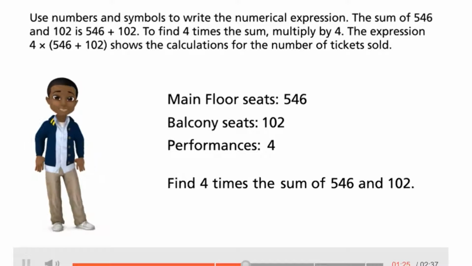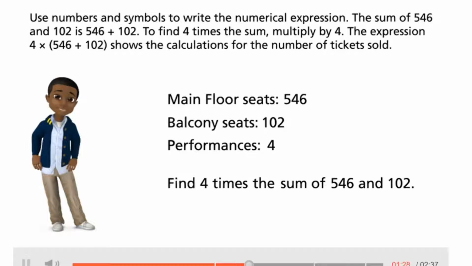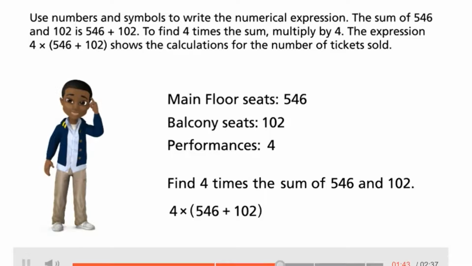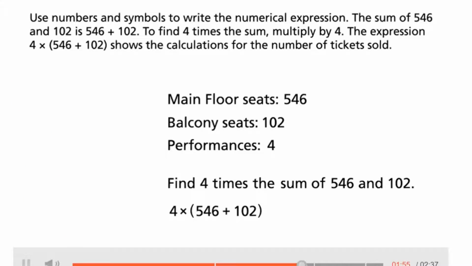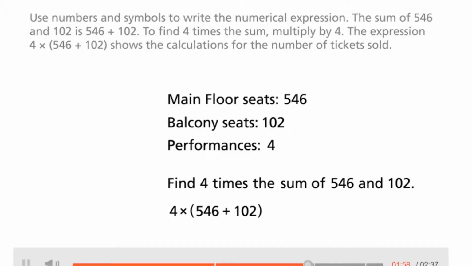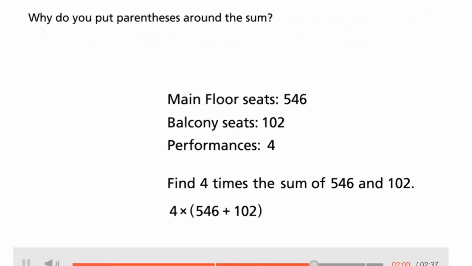Use numbers and symbols to write the numerical expression. The sum of 546 and 102 is 546 plus 102. To find 4 times the sum, multiply by 4. Remember, parentheses show which calculation to do first. The expression 4 times the quantity 546 plus 102 shows the calculations for the number of tickets sold. Why do you put parentheses around the sum?